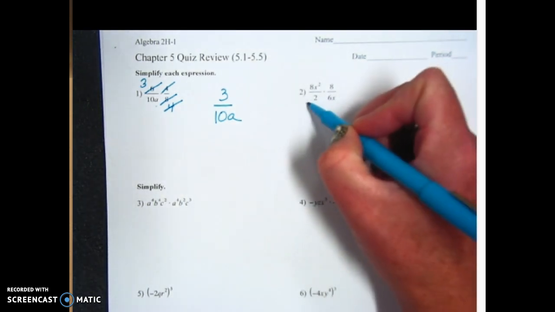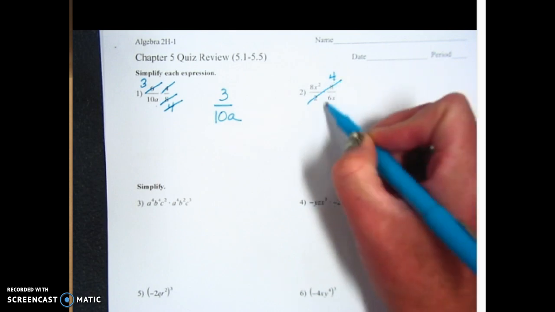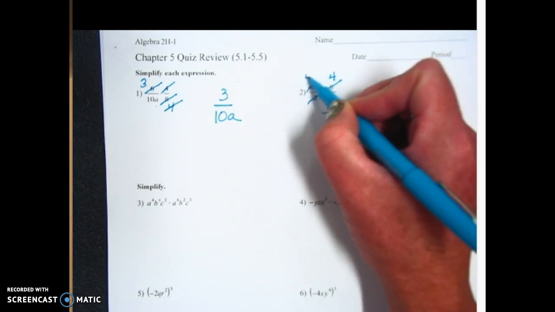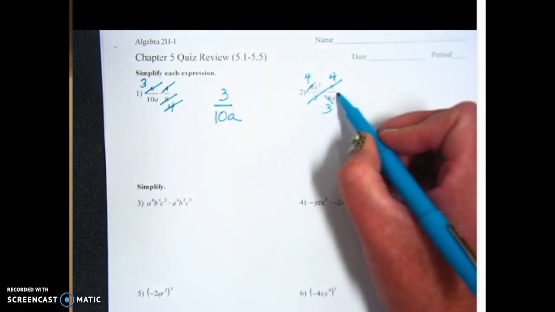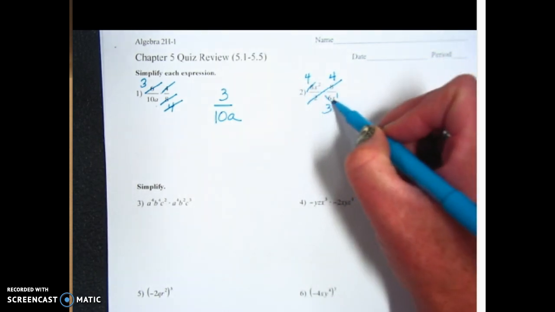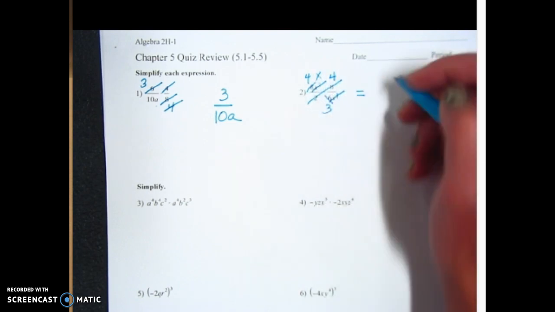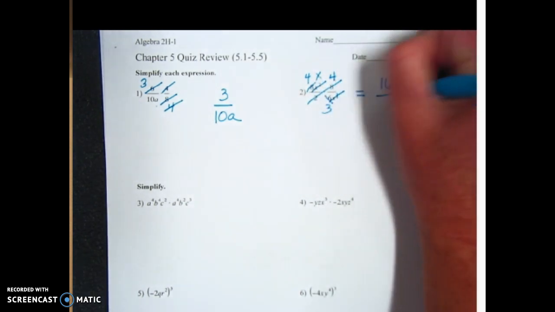Number 2, 2 goes into 8 4 times, 2 goes into 6 3 times, and 2 goes into 8 4 times. I've got an x to the first and an x to the second, so this one completely cancels, and this becomes x. So what's left? We've got a 16x in the numerator and a 3 in the denominator.